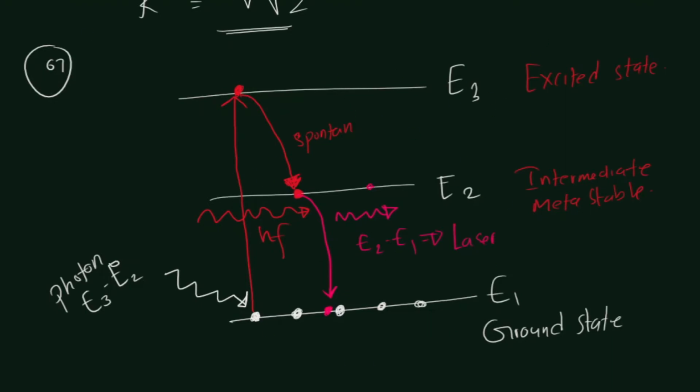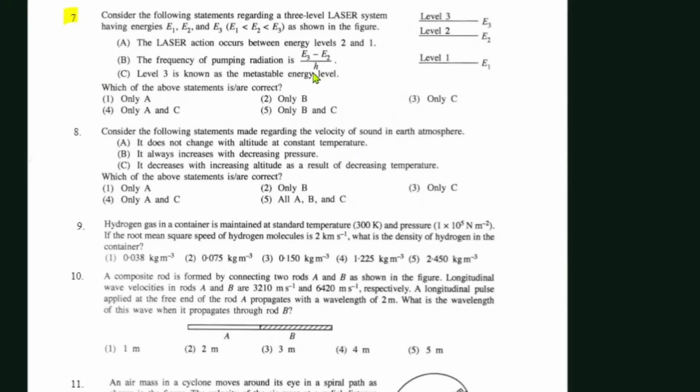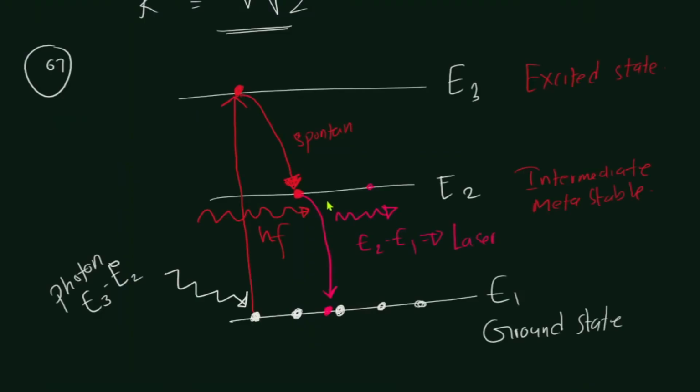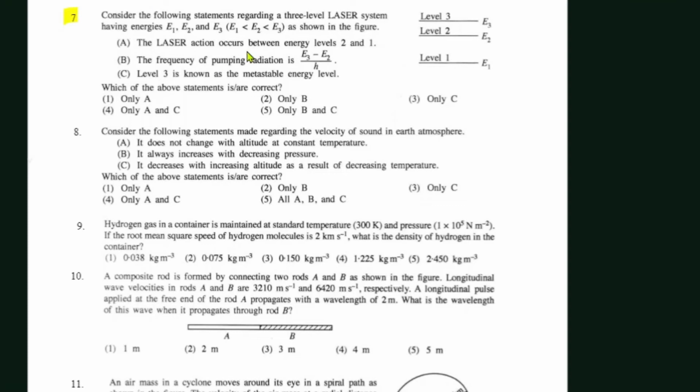So we did not consider in detail the basic summary. The laser action occurs between 2 and 1. It's correct, right? The laser action occurs between energy level 2 and 1. So here only laser action occurs. Therefore, that is correct. The frequency of pumping radiation is E3 minus E2 over H.